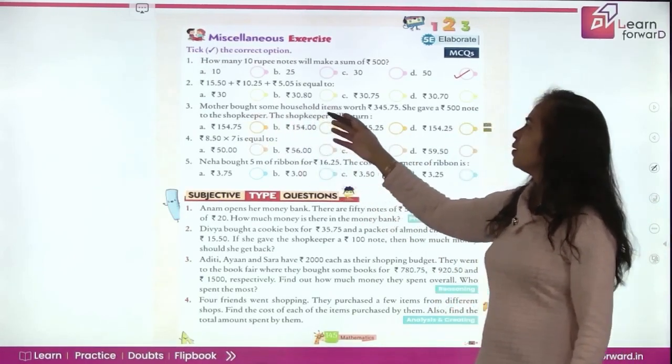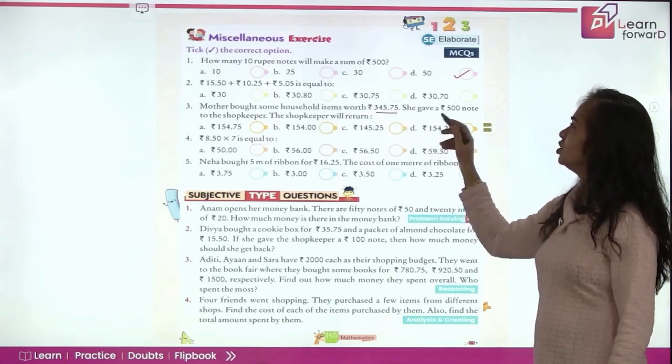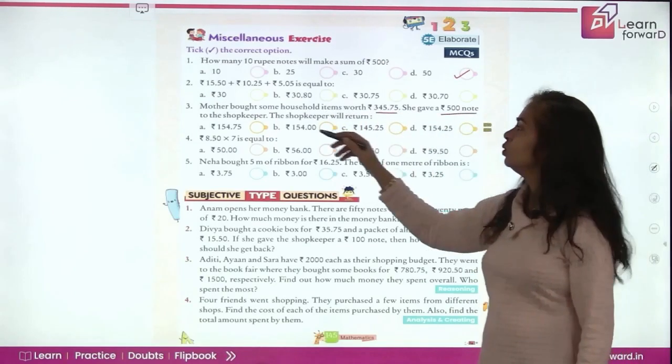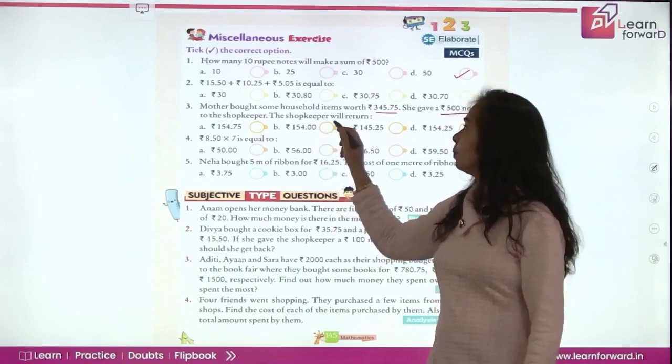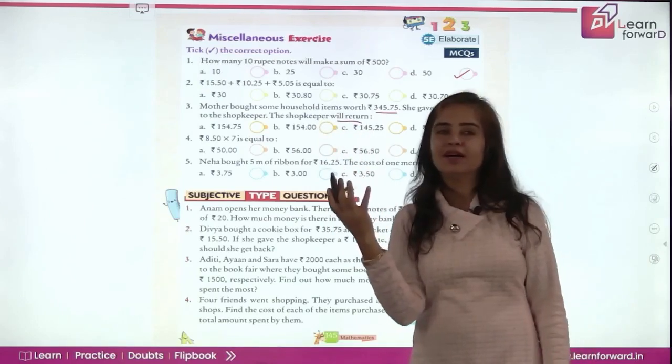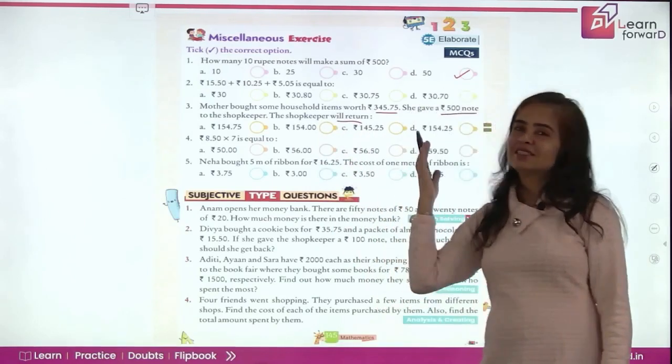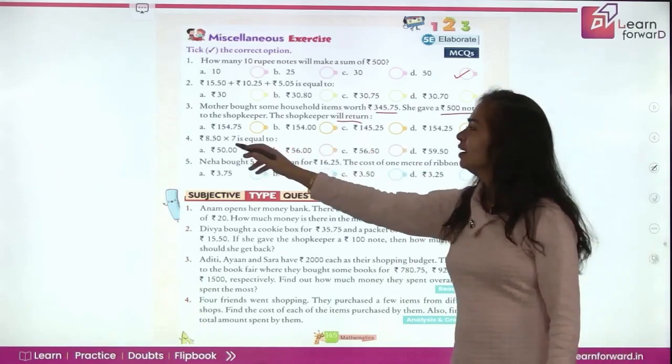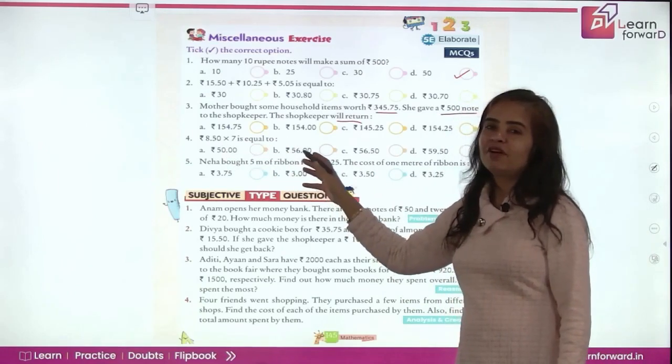Mother bought some household items worth rupees this much. She gave rupees 500 note to the shopkeeper. Now the shopkeeper will return how much money to her? Subtraction. Subtract and get your answer, children. You have to multiply and find out the answer.